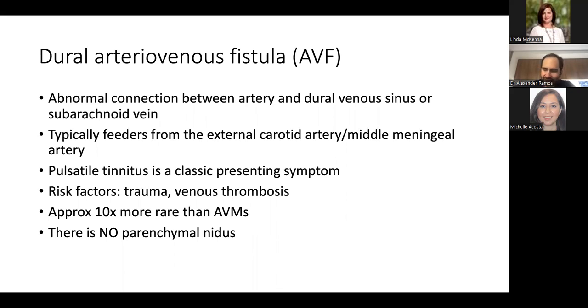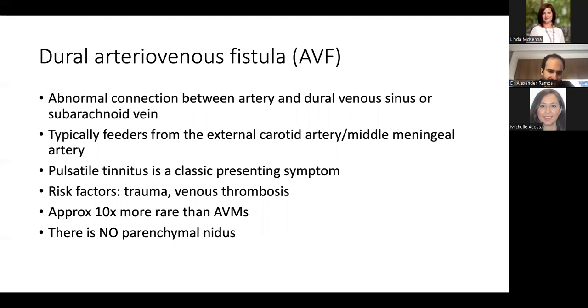And then the classic thing, this is a classic boards question, but you might see a patient in clinic or in the hospital, is pulsatile tinnitus. Tinnitus is ringing in the ear. It's ringing in the ear that comes with the heartbeat. So they'll often describe either ringing in the ear that comes with every heartbeat or a whooshing sound, whoosh, whoosh, perfectly in sync with their heartbeat. That's classic AV fistula until proven otherwise.